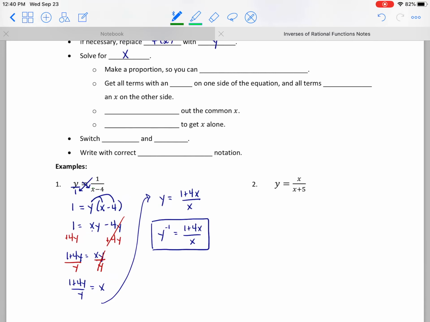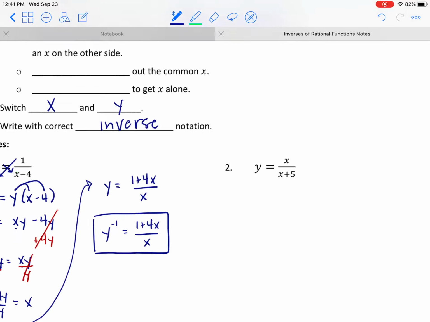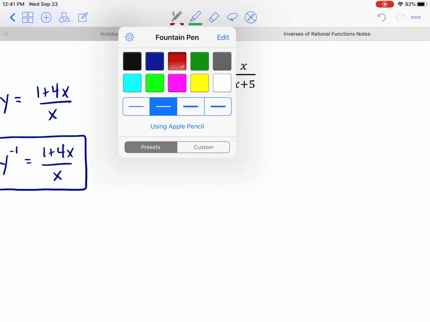Let's go back and fill some steps in. To solve for x, we're going to make a proportion. So one side's a fraction, let's make the other side a fraction by putting a 1 underneath the y. That way we can cross multiply to solve. This is a step that's going to come in a few minutes. So we were going to make a proportion we could cross multiply to solve, and then once we've solved, we can switch x and y, and then write with our correct inverse notation. Okay, I'm going to come back to those other bullets in a little bit here.